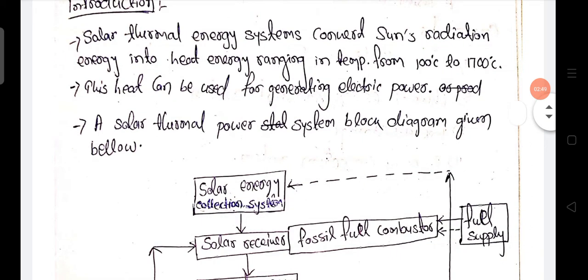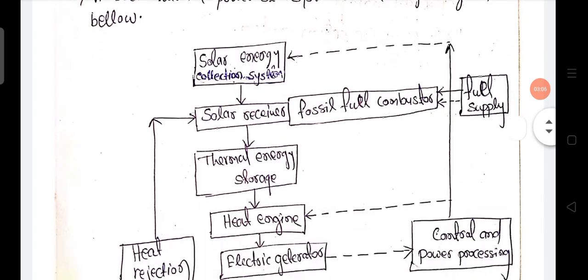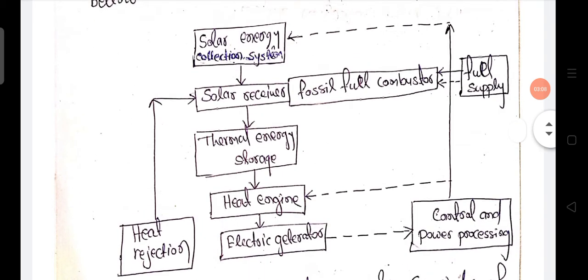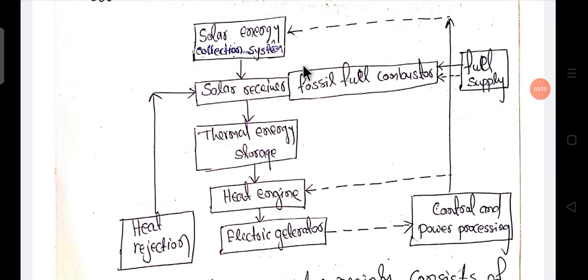Then a solar power system block diagram: what is the process behind the solar power system, what are the steps behind it, let us discuss. Here is a block diagram of a solar power system. First of all, the solar energy collection system.